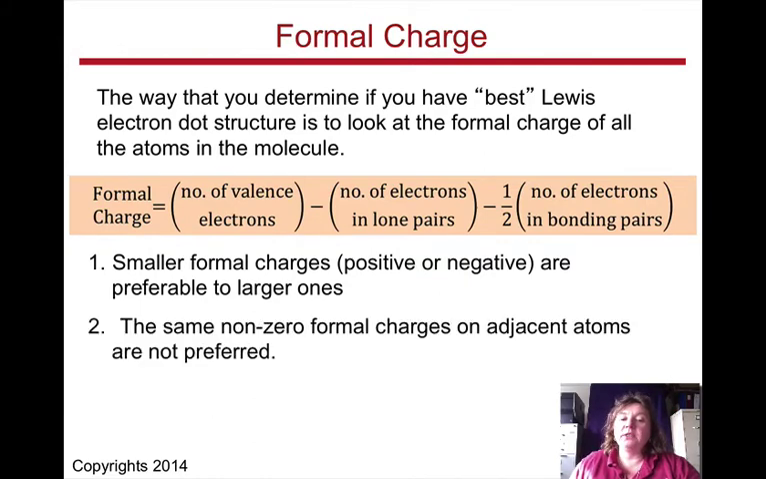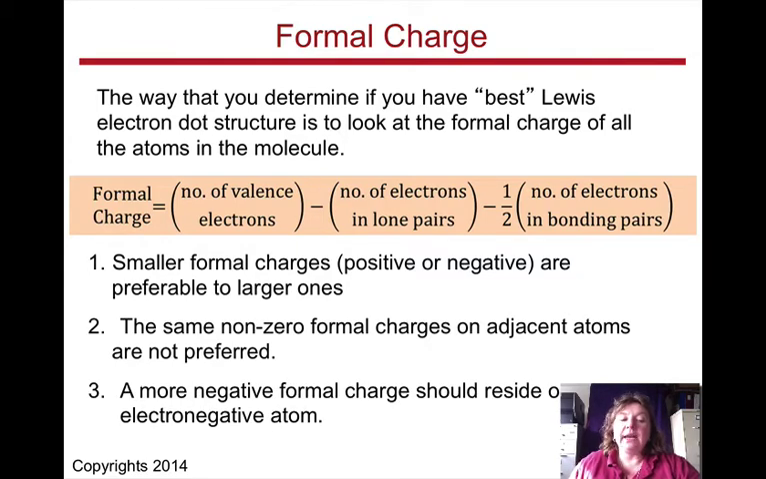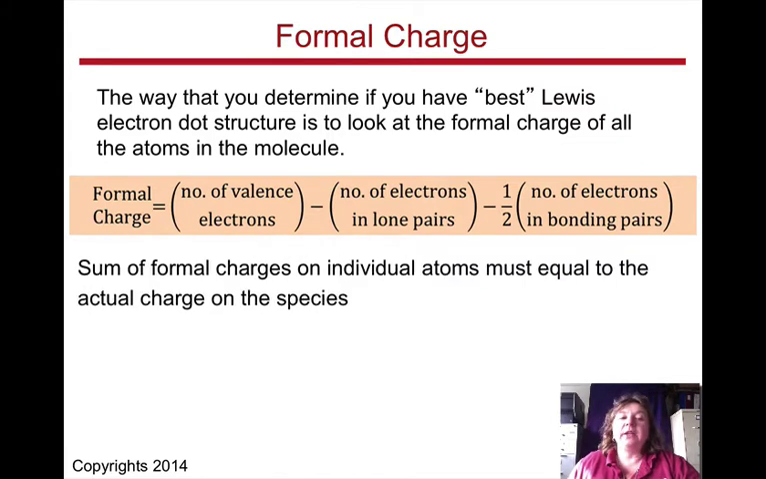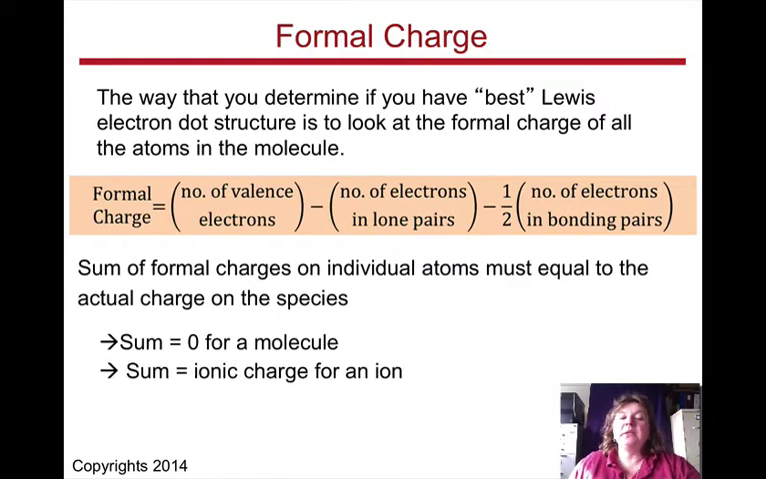The same non-zero formal charges on adjacent atoms are not preferred. And 3, a more negative formal charge should reside on a more electronegative atom. The other thing about formal charges is the sum of formal charges on the individual atoms must equal the actual charge on the species. The sum is equal to 0 for a molecule, and the sum is equal to the ionic charge on an ion.